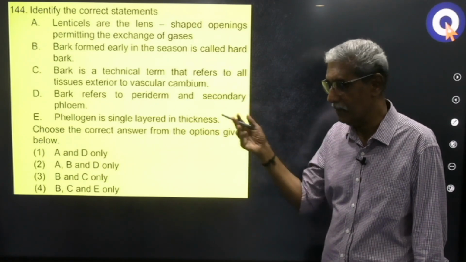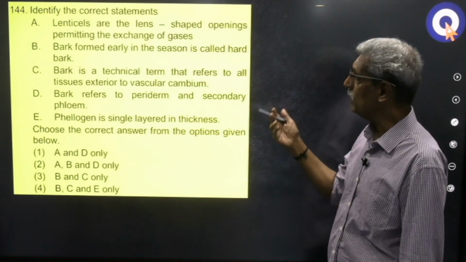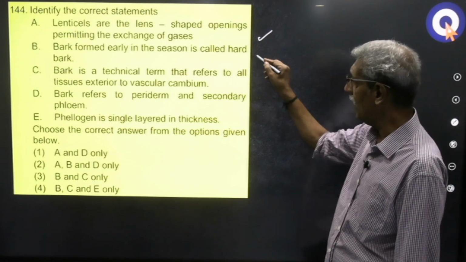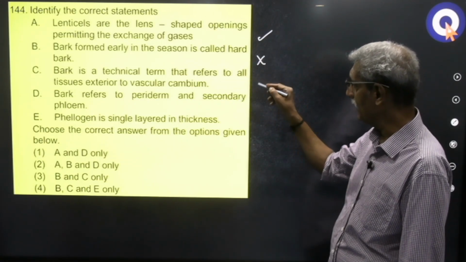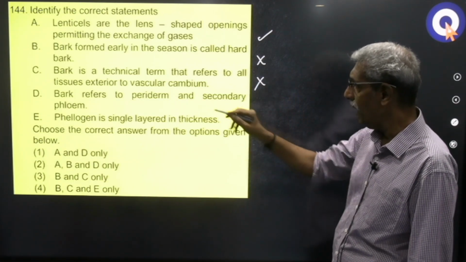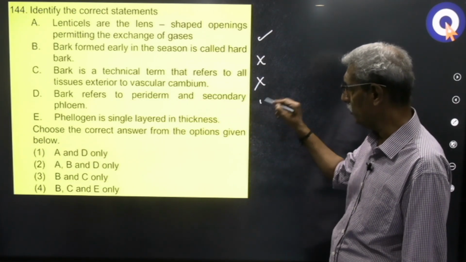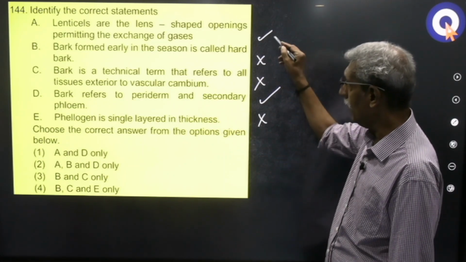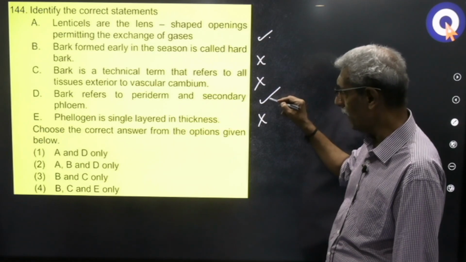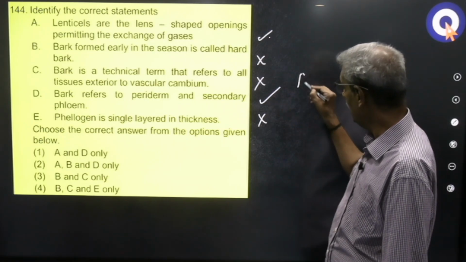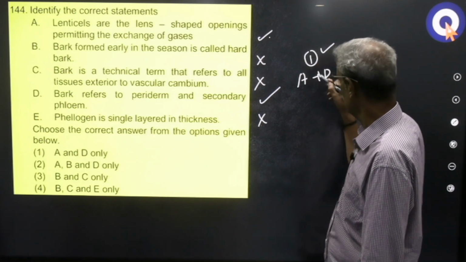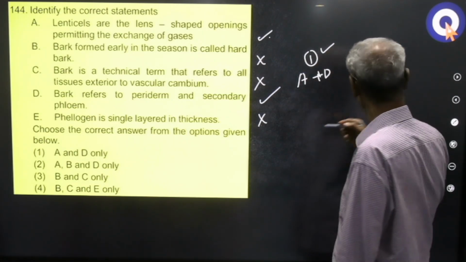Now this is again from plant anatomy. Lenticels are lens-shaped openings. Bark formed early is never called hard bark. Bark is not a technical term, it's a non-technical term. Bark refers to periderm and secondary phloem, true. Phellogen is not a single cell, it's multi-cell in thickness. So we've got option A and option D. A and D are right, so option 1 is right down here. These are all direct statements from textbooks.